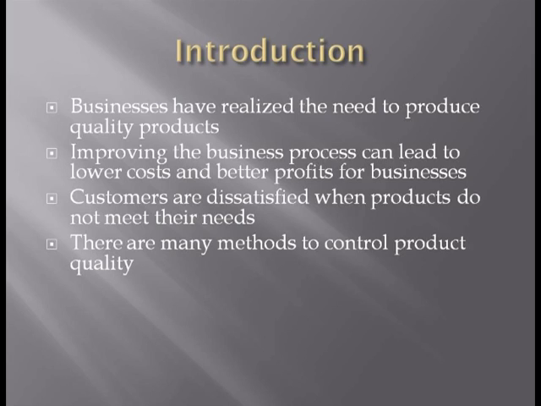To produce products, businesses follow formal business processes so that their methods are repeatable and able to be improved. Improving these processes leads to lower costs, better products, better profits, and more shareholder value. There are many methods, both defined and undefined, to control product quality and refine business processes.